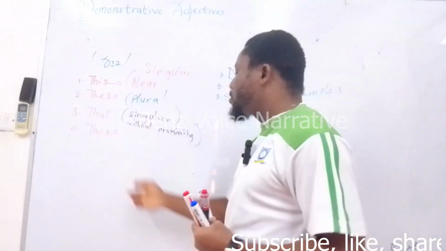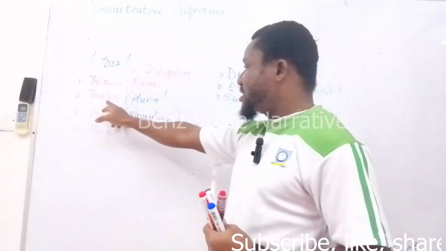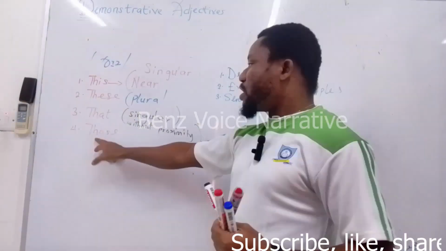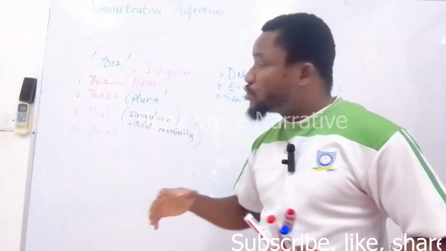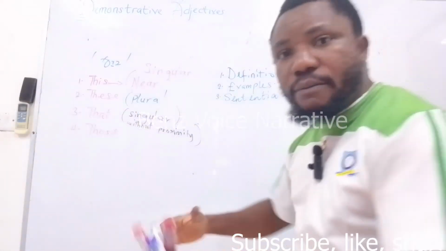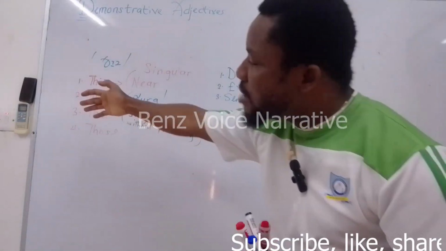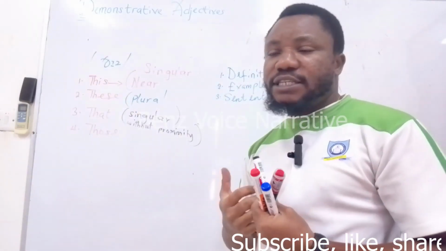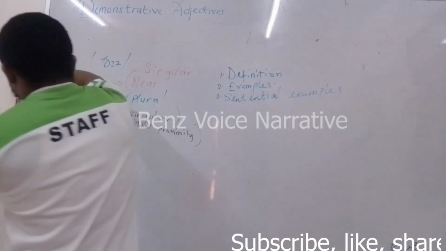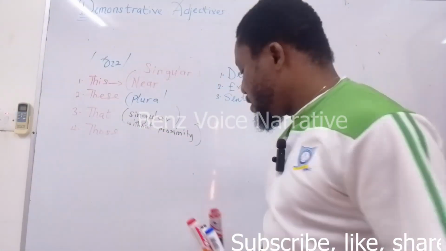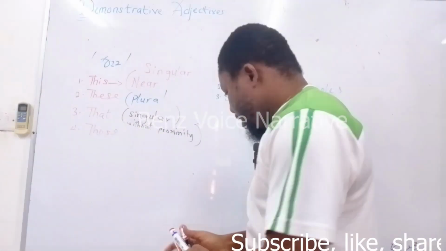So we go to those. Those, like these, is plural. Those is a plural demonstrative adjective, and those point to many items, plural nouns that are far away from the person speaking. So those are my friends. Those people you saw yesterday are my friends.